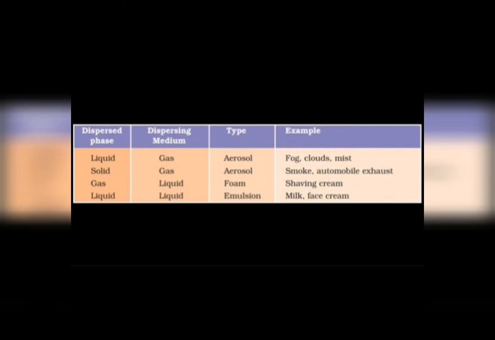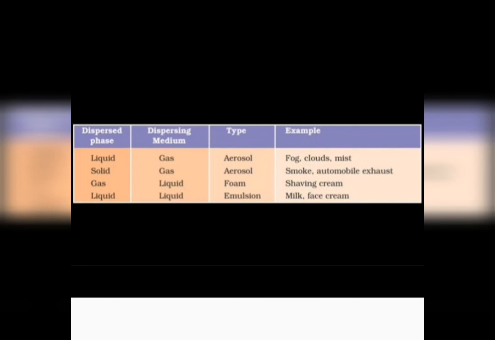One more group of colloid is emulsion. Emulsion is a colloid in which minute droplets of liquid are dispersed in another liquid which is not miscible with it. The examples of emulsions are milk, butter, face cream. These are all emulsions where a liquid is dispersed in a liquid.